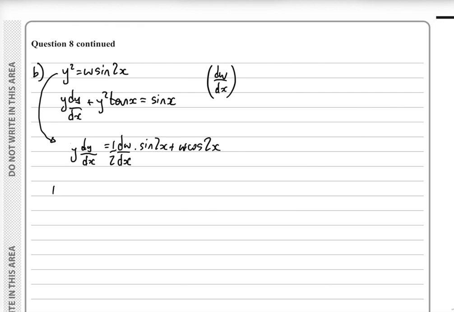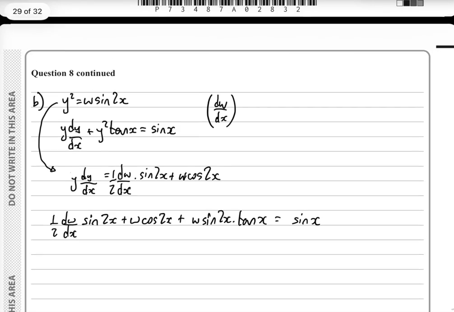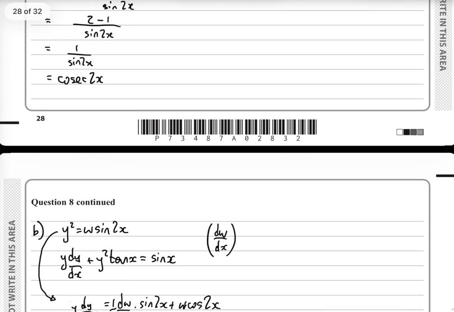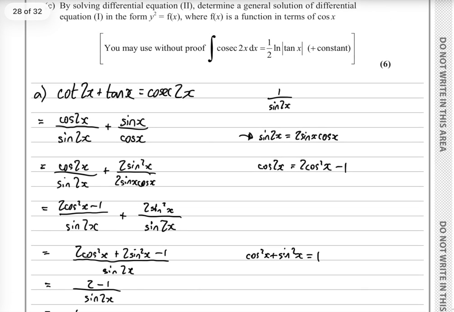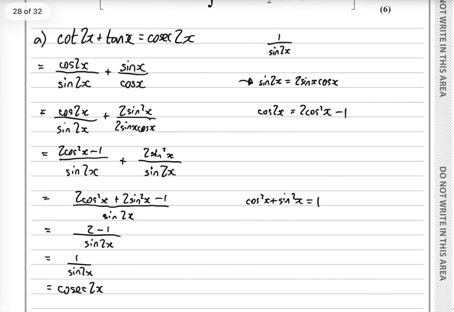First term, I get a half dw by dx sine 2x plus w cos 2x, and then we've got the y squared tan x term, so the y squared becomes w sine 2x. We still have the tan x, and then the right hand side is sine x. I'm not quite sure where we're going with this yet, but let's have a quick look. What did we just prove? Cot 2x plus tan x.